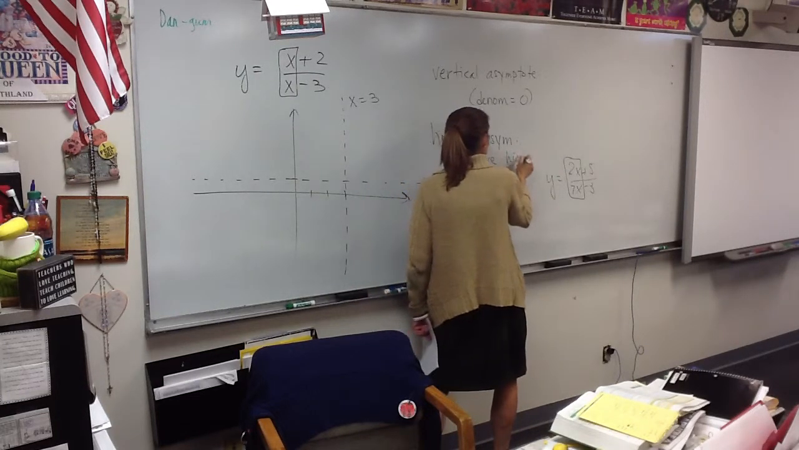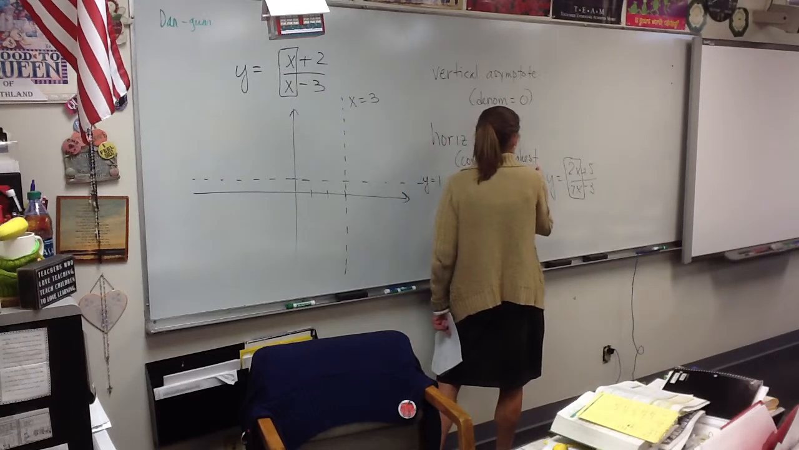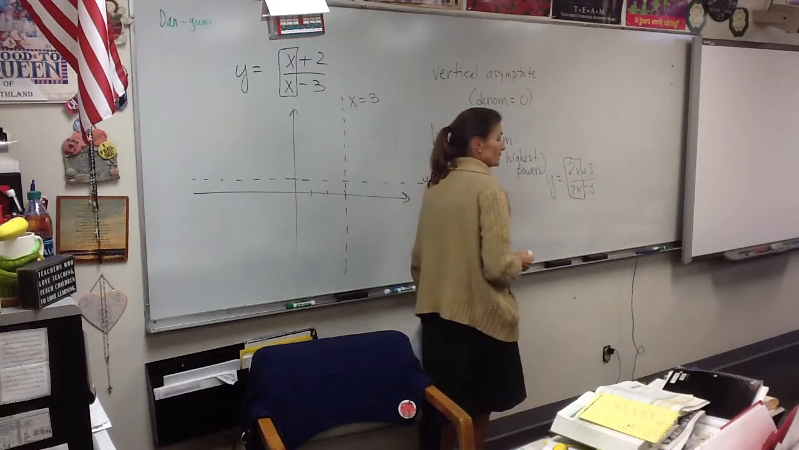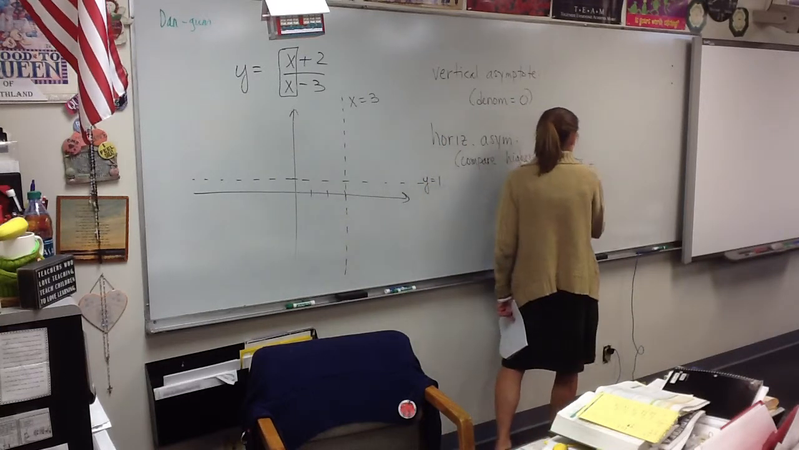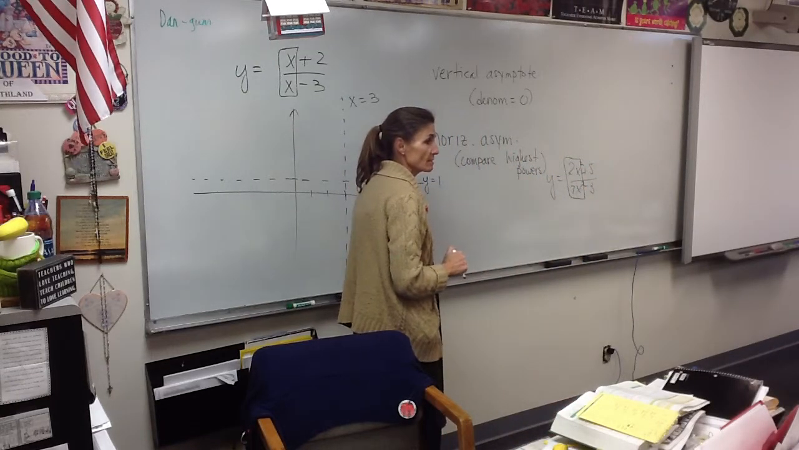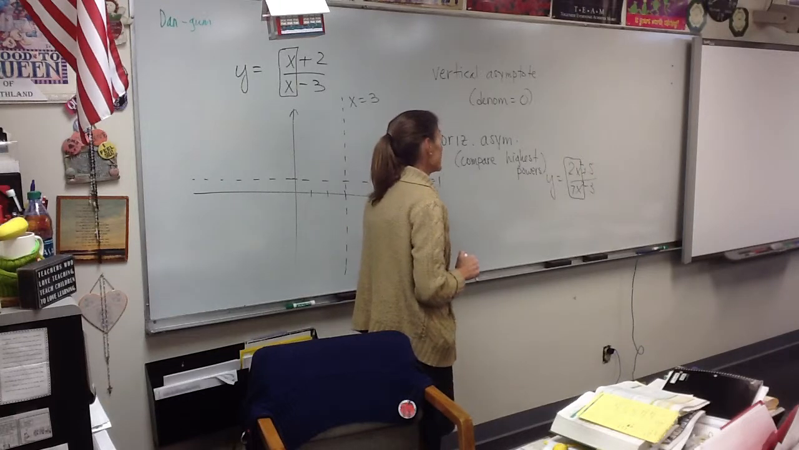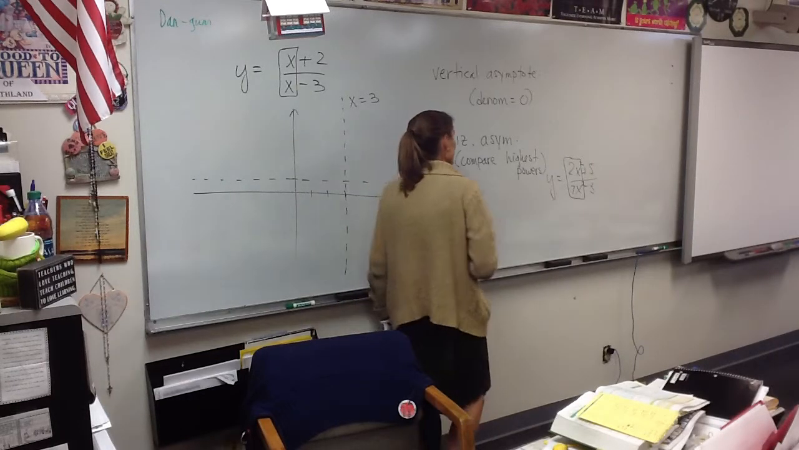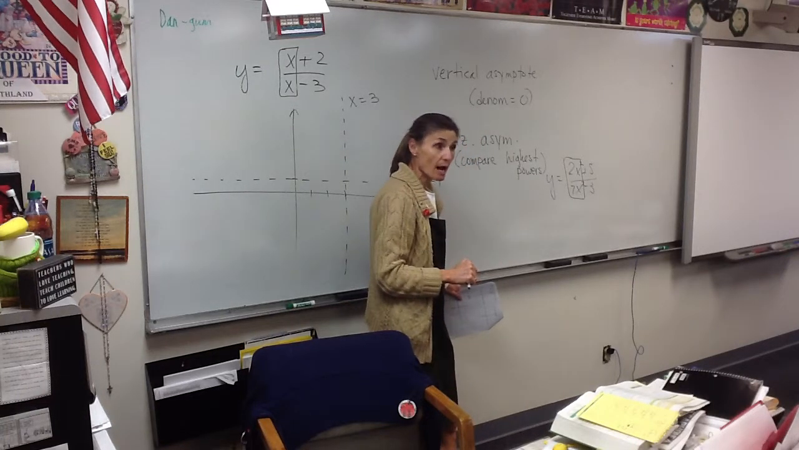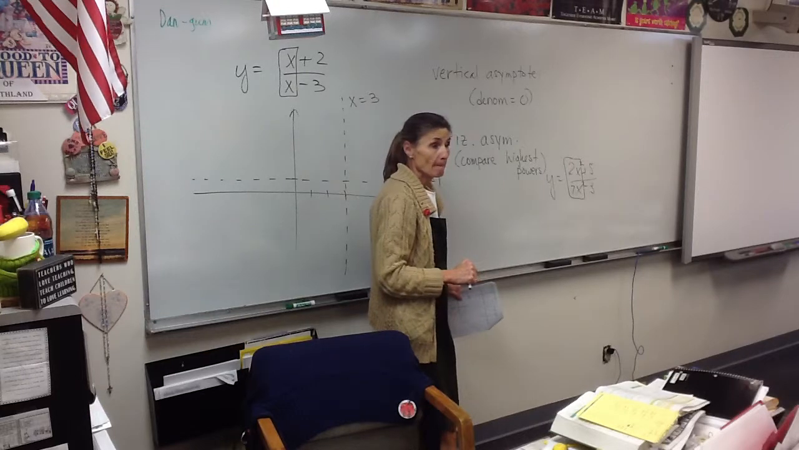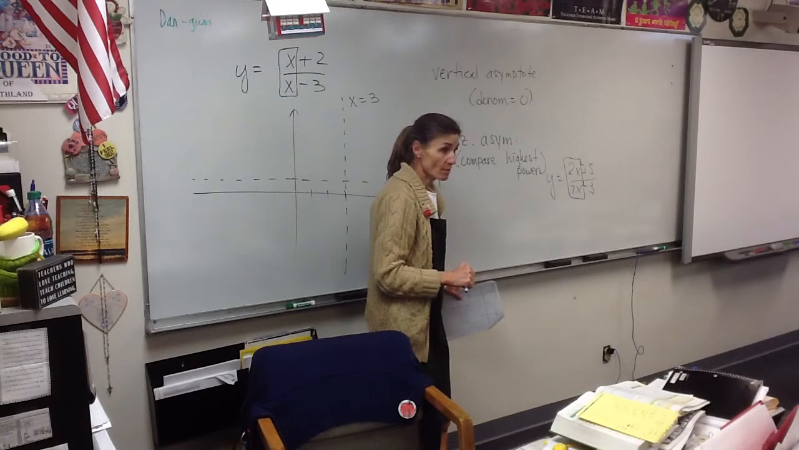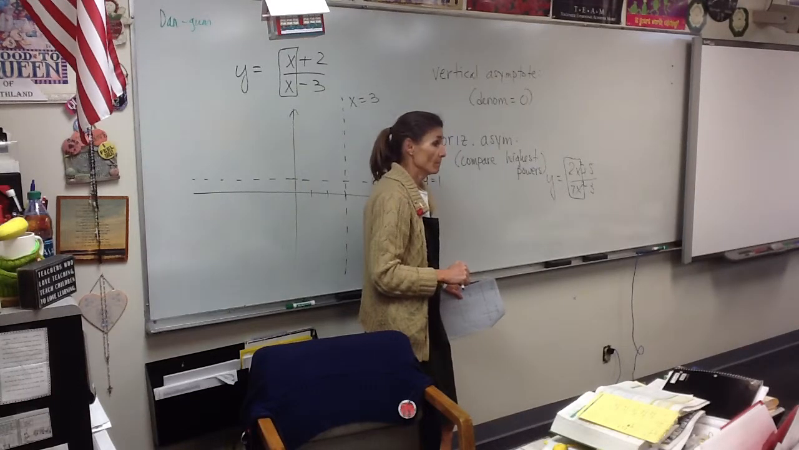Compare highest powers. That means 2x over 7x. If they were squared, it would be 2x squared over 7x squared. It would still be 2 sevenths. Well, no, like I was saying, they're different. If they're different, let's go ahead and review those rules too. If the highest power is on the top, no horizontal asymptote. If the highest power is on the bottom, it's y equals 0.